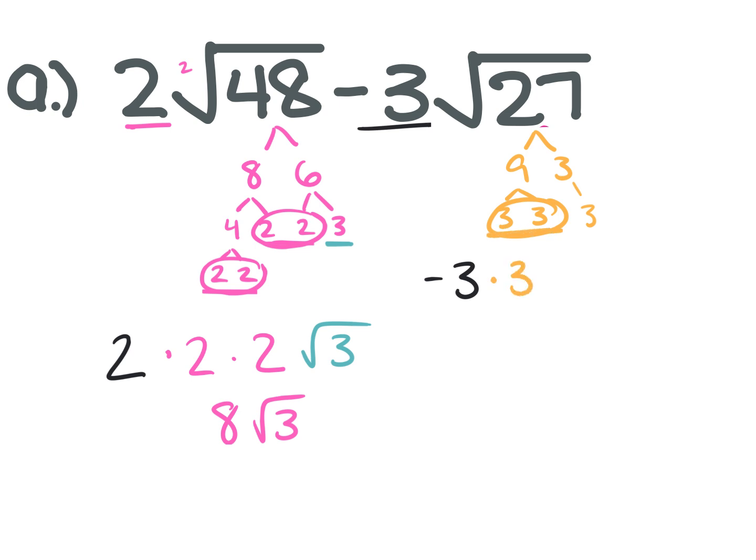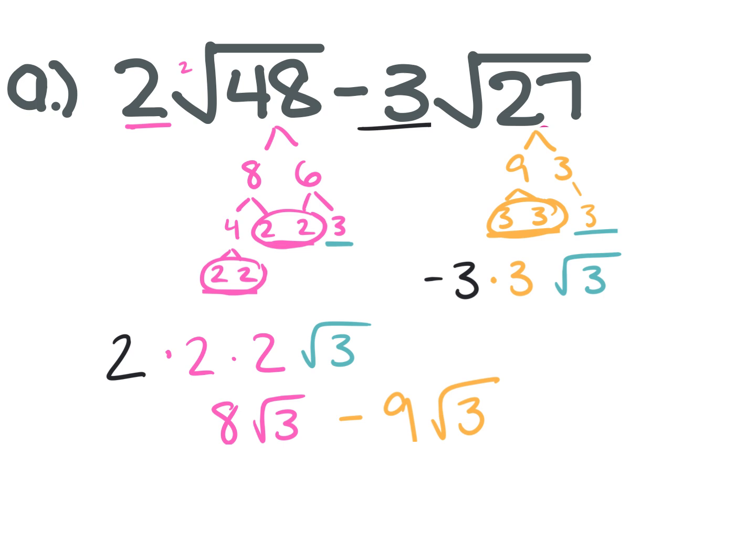What stays on the inside? A 3. So square root 3. And then when I pull something out, if I already have a number outside, we just multiply them together. So what's negative 3 times 3? Negative 9. So negative 9 square root 3.